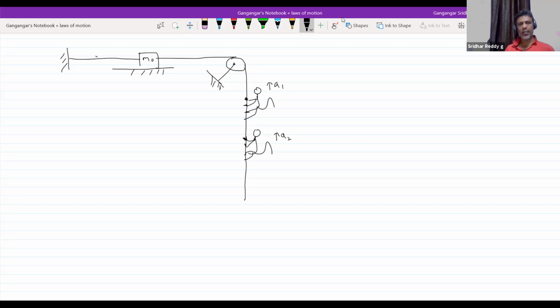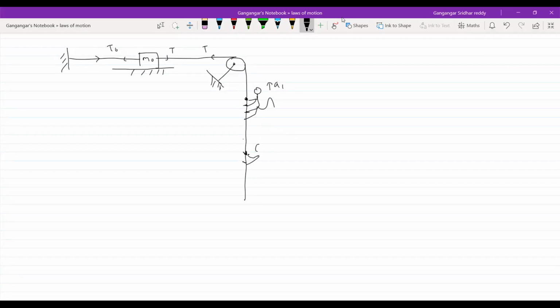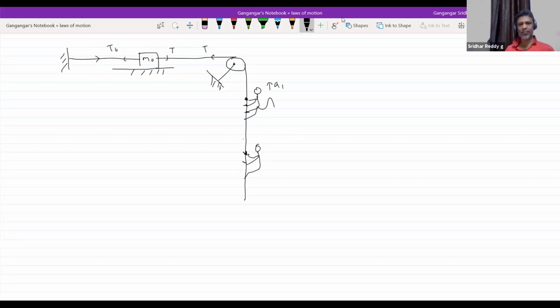So let the tension here be T naught. Tension here, let it be T. Here, how much tension will act? How to work out this particular thing? I'll shift it down a little bit to draw the diagram. We'll just discuss a generalized idea. This monkey has a mass m1. This has mass m2. Both the monkeys are climbing up with accelerations a1 and a2.